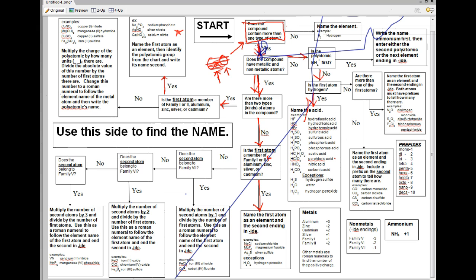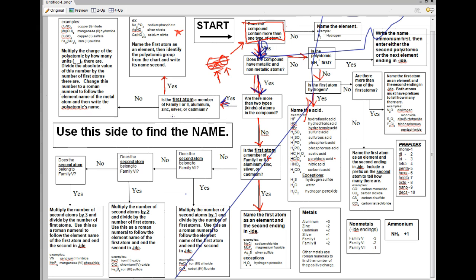Alright, it does. Pretend that's a pretty arrow pointing down. It does have more than one kind of atom. It has copper, so it does have a metal and a non-metal, so I'm going to go down. Are there more than two types? Certainly I have copper, carbon, hydrogen, and oxygen. I'm pretty sure that's what it was. So yes, it has more.